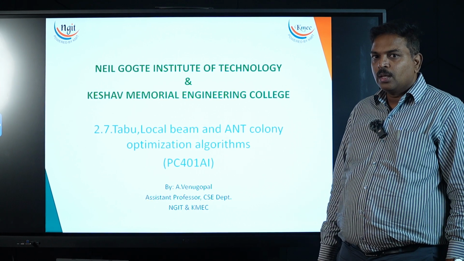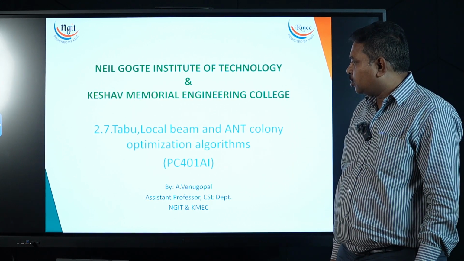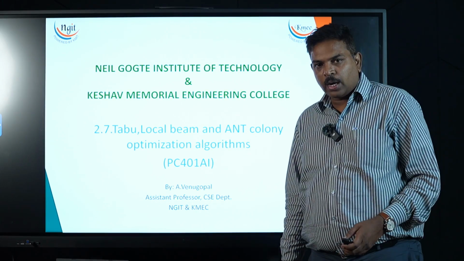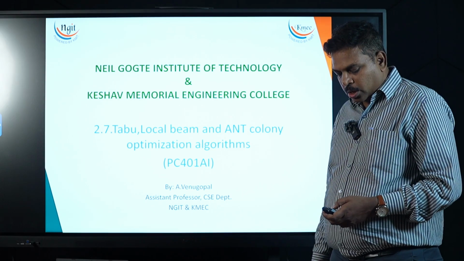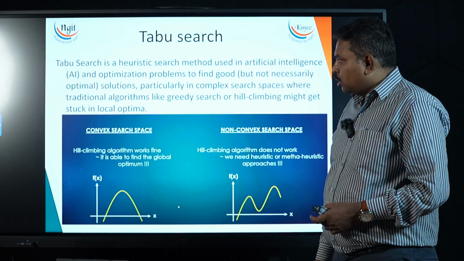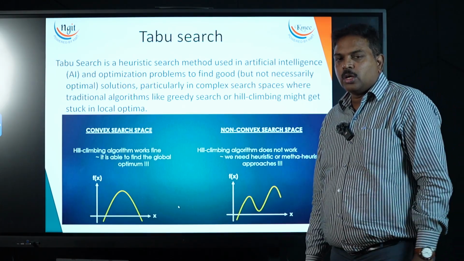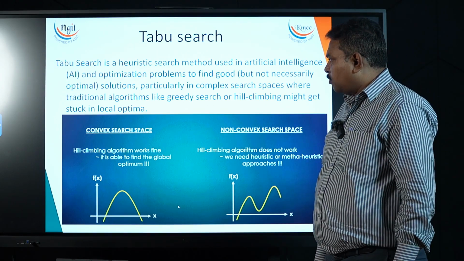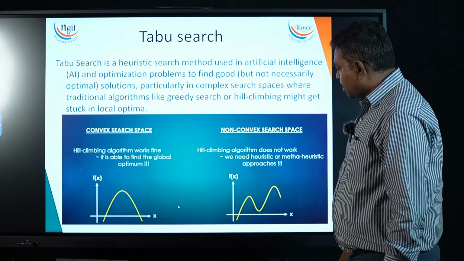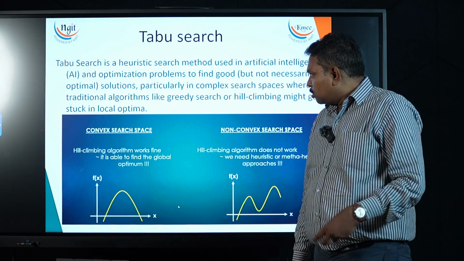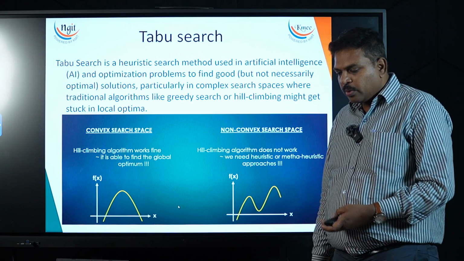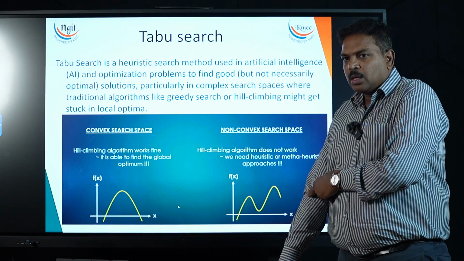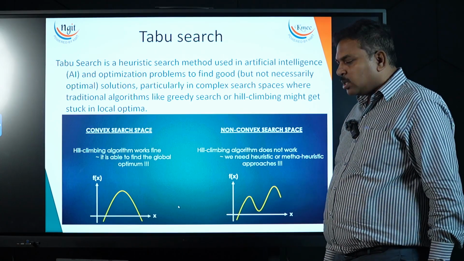Hello everyone. In this session, we will discuss local search algorithms: tabu, local beam and ant colony optimization algorithms. Tabu search is a local search algorithm that uses heuristic search for optimization problems. This tabu search is useful when traditional algorithms like hill climb fail. We can use this algorithm.